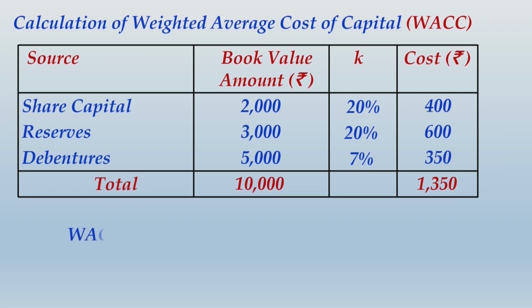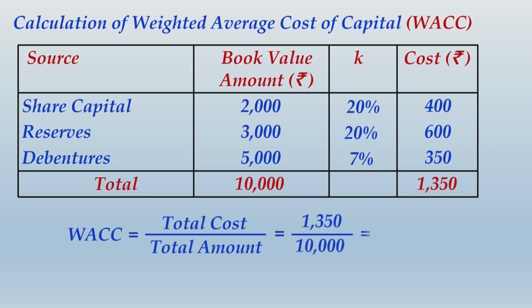So your weighted average cost of capital will simply be total cost of capital divided by total amount of capital, which will be 0.135 or 13.5%. I want all of you to take note of this, and then we shall move ahead.